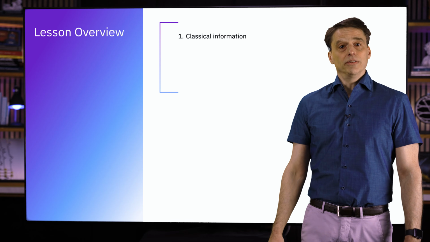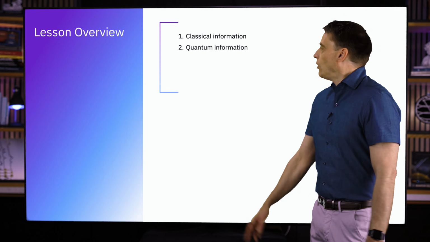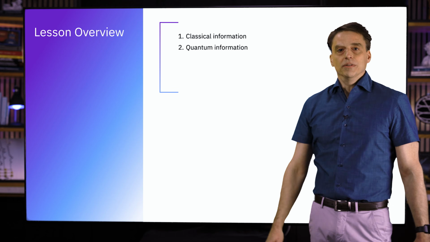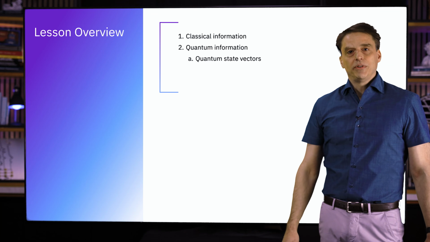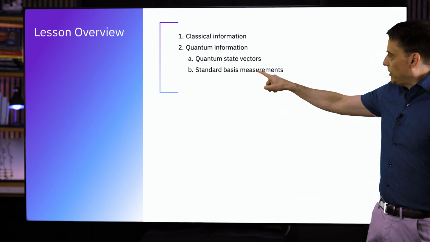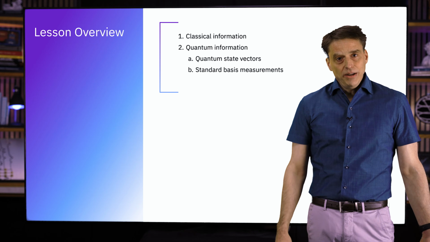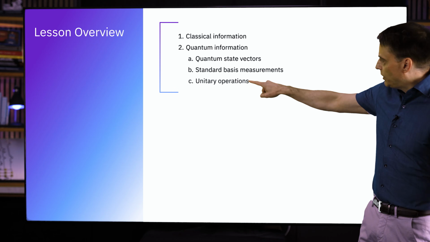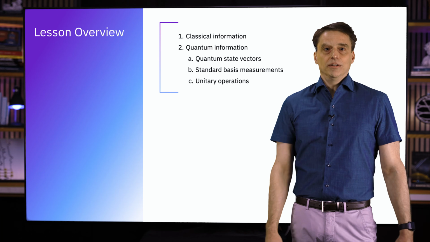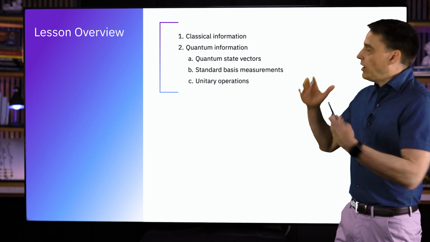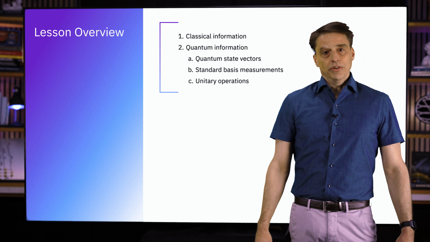We'll then move on to quantum information, and specifically, we'll discuss the representation of quantum states as vectors, a simple type of measurement called a standard basis measurement, and unitary operations, which describe discrete time changes in quantum systems. Again, all in the setting of single systems.